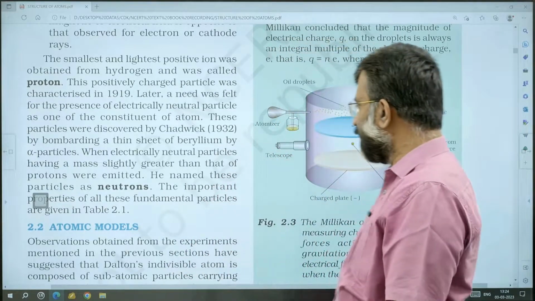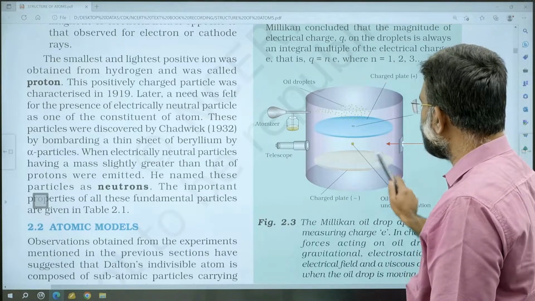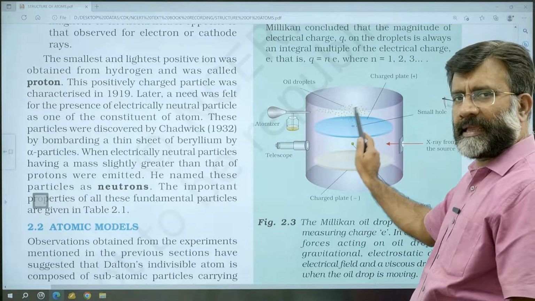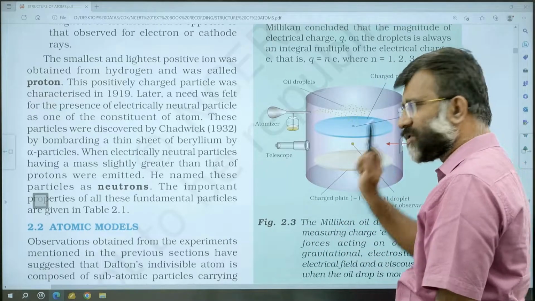Then, you know what he did? Using an X-ray source, he ionized the gases in the chamber. And when the gas is ionized, electrons are ejected, and those electrons adhere to the surface of the oil drop.